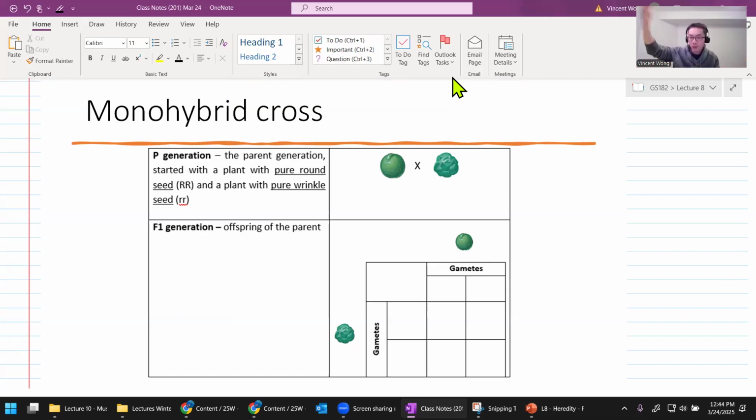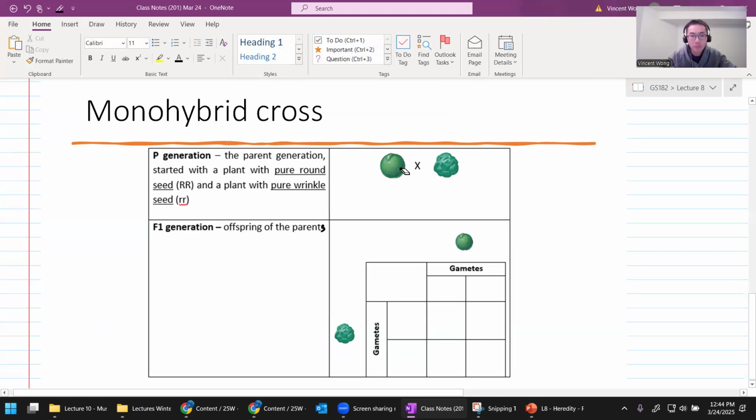Same thing. The wrinkle seed plant has been producing wrinkle seed for many generations, so it's safe to assume that it is pure. All right. So that's called a P generation, P for parent. Then we're going to look at the F1 generation. F1 is the first generation that comes from the parent, okay? Offspring of the parents.